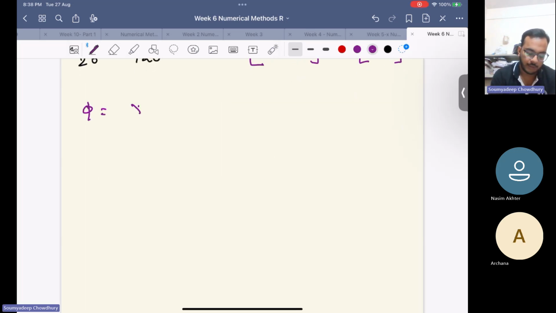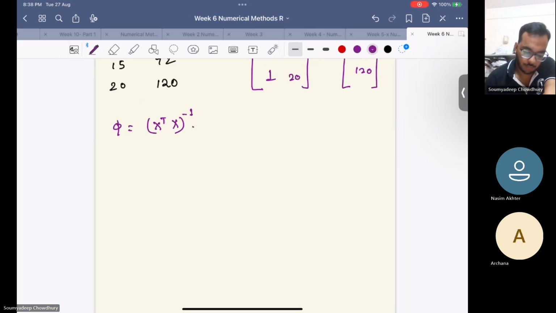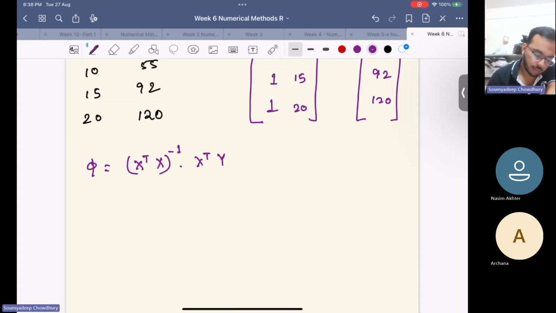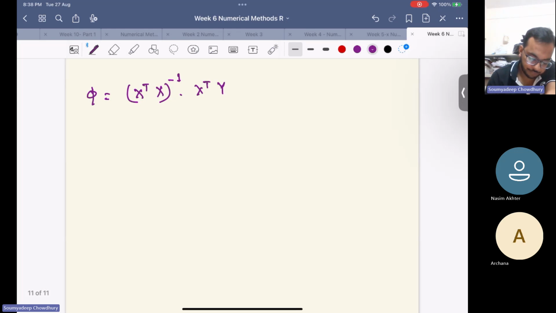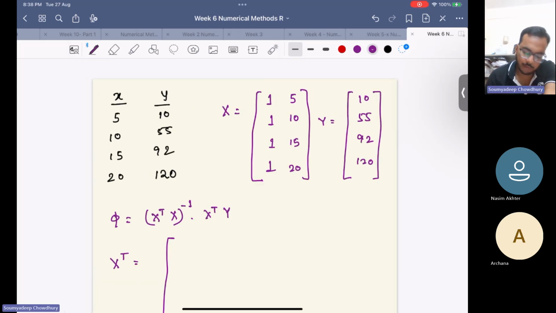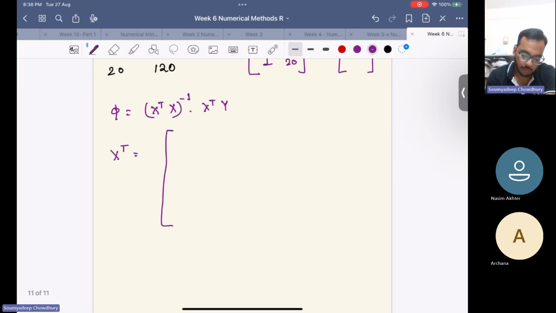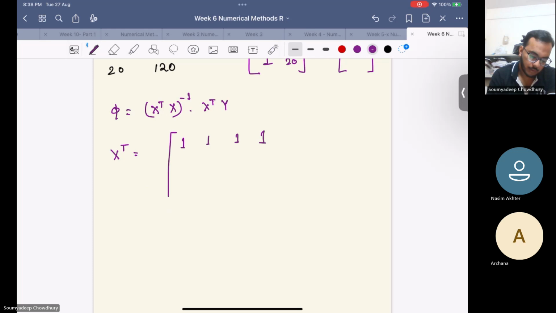Now you have to find out phi. What is phi? It is X transpose X whole inverse into X transpose Y, right? So we'll first find out what is X transpose. How do you find the transpose of a matrix? Just convert the rows into columns and columns into rows. So it will be 1, 1, 1, 1 and 5, 10, 15, 20.